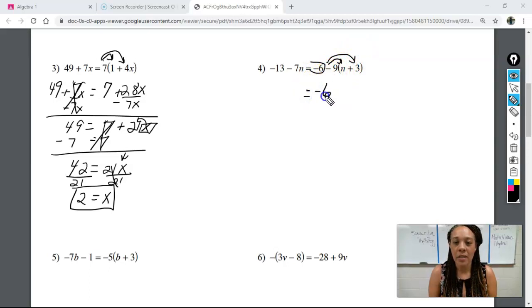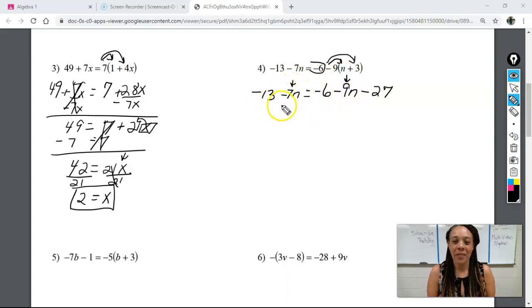So negative 6. And now let me do my distributive property. Negative 9 times n is negative 9n, and negative 9 times positive 3 is negative 27. Over here, I have left negative 13 minus 7n. We have a lot of negatives in this problem. All right, so again, I have a variable, and I'm going to work with the 7. So I'm going to add 7n on both sides. I chose that because it was a smaller, easier number to work with.